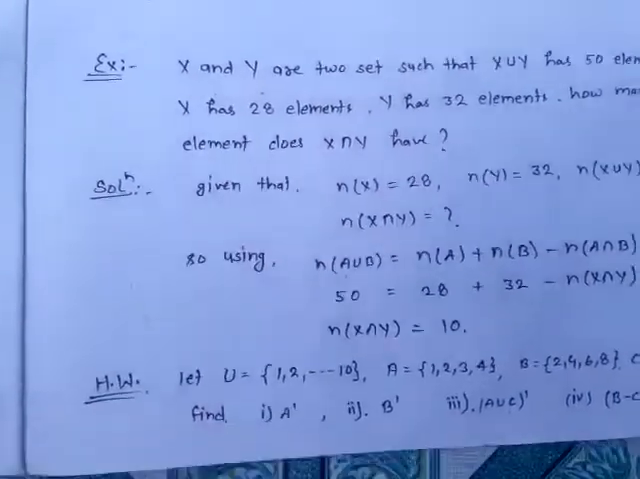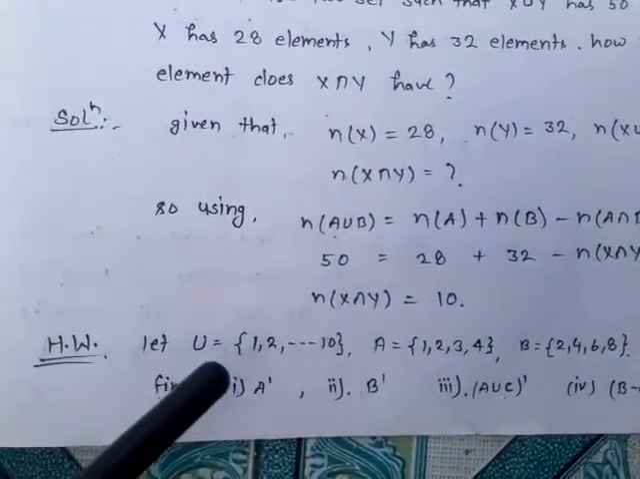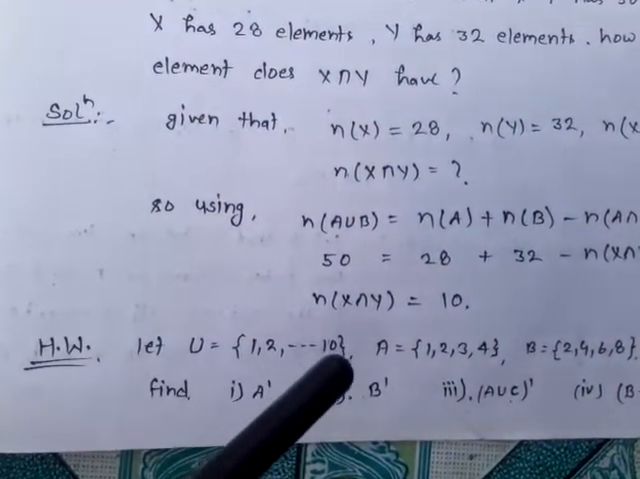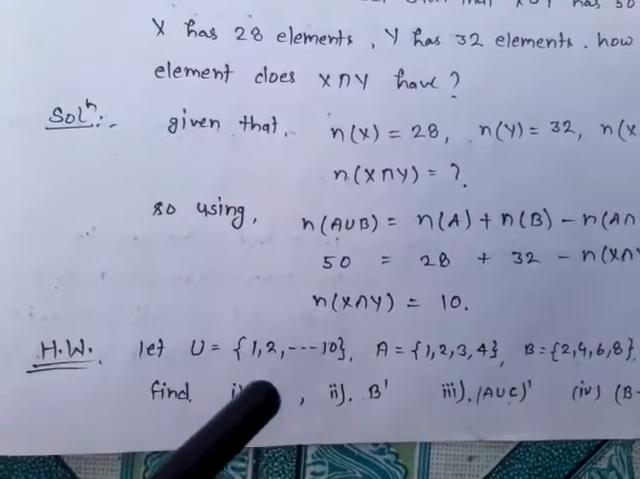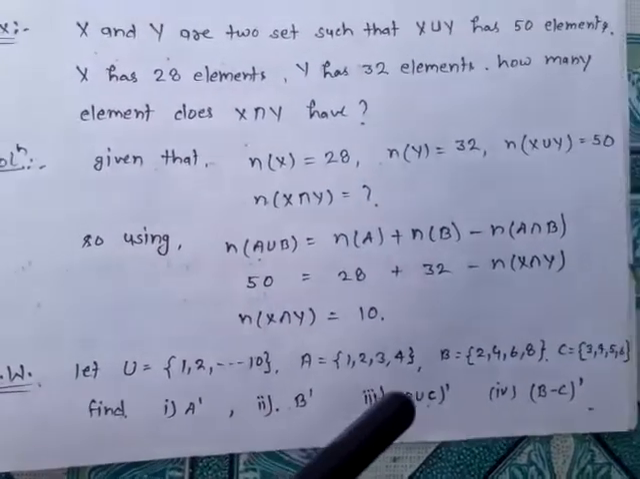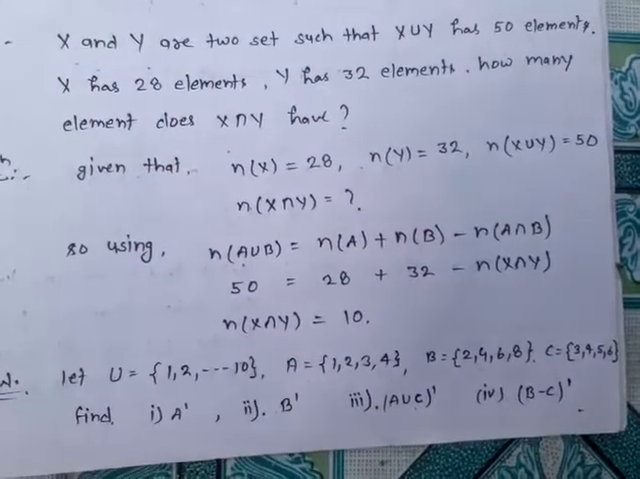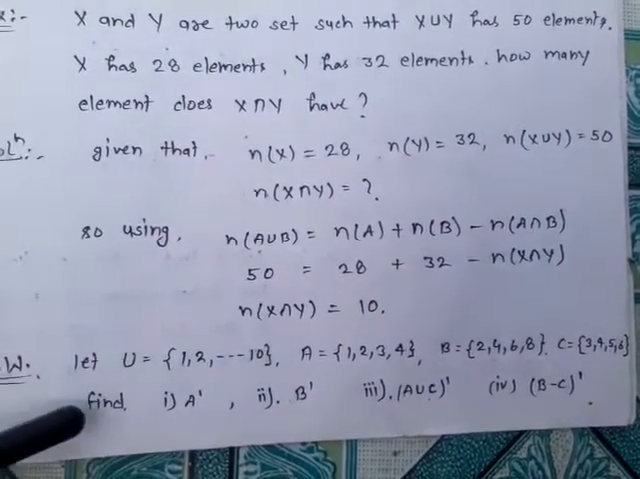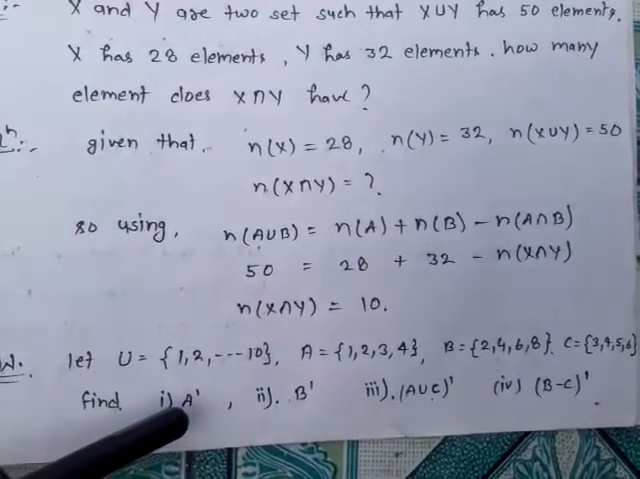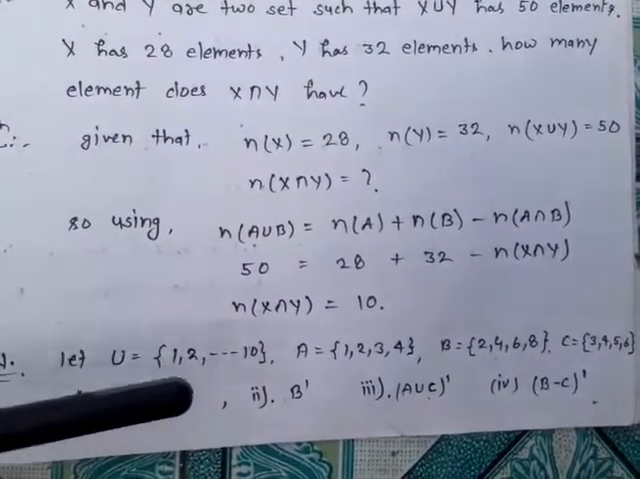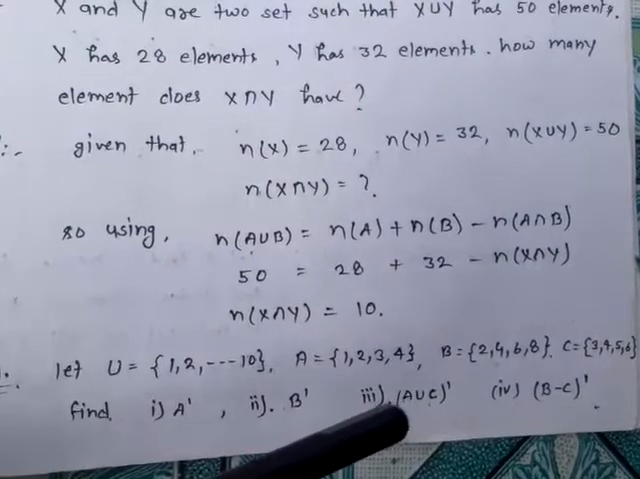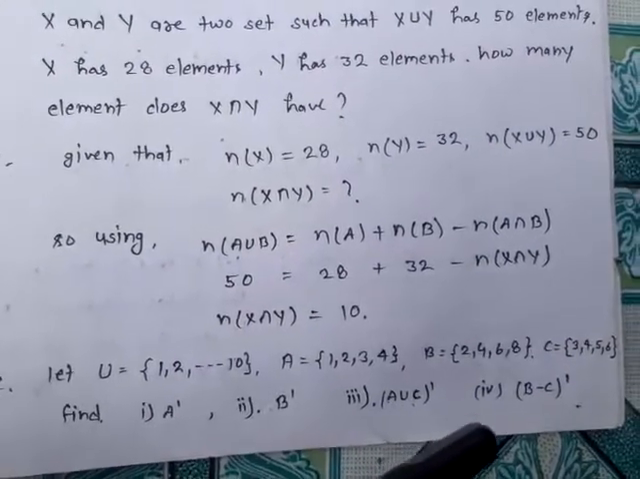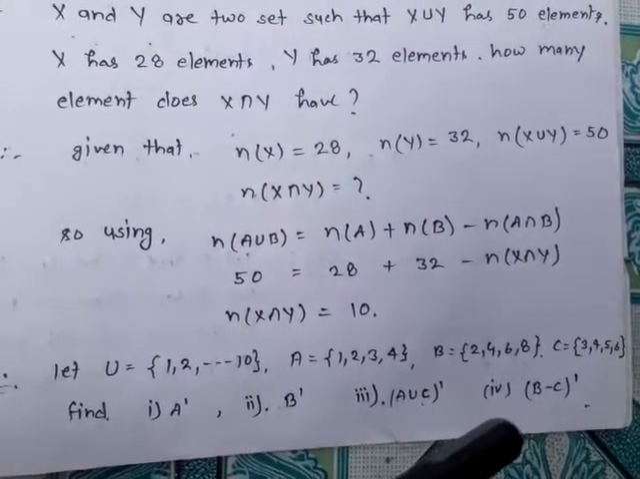Using this lecture you can solve your homework. Let U is equal to {1, 2, 3, ..., 10}, that is, 1 to 10 are the elements in set U. A is equal to {1, 2, 3, 4}, B is equal to {2, 4, 6}, and C is equal to {3, 4, 5, 6}. Then find: first, A dash, the complement of A; second, B dash; third, (A union C) dash; fourth, (B minus C) dash.